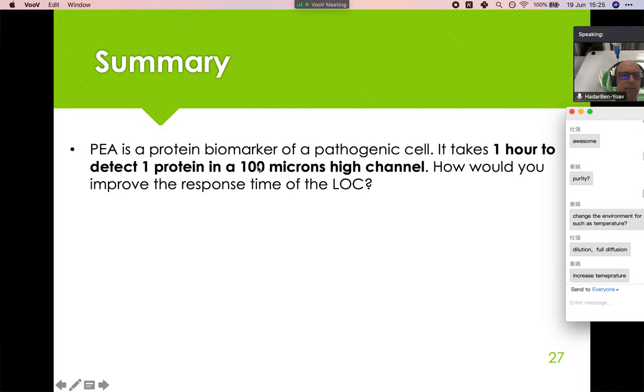Okay, so another option could be to decrease the height of the channel, so there are shorter lengths to pass, therefore the time will be shorter. Or we can add convection and not rely on diffusion to transfer the molecule through the 100 micron high channel. Sorry.